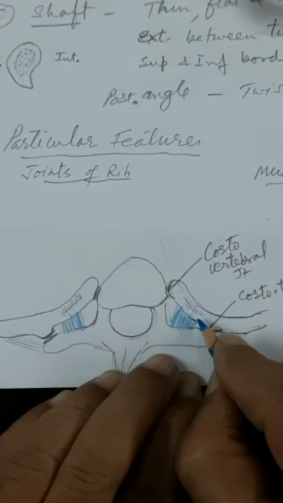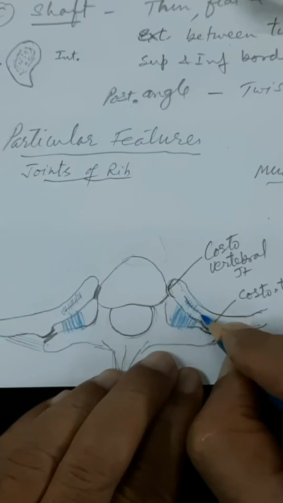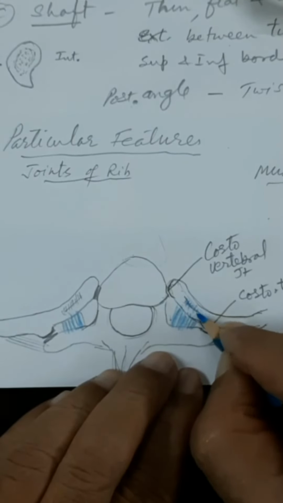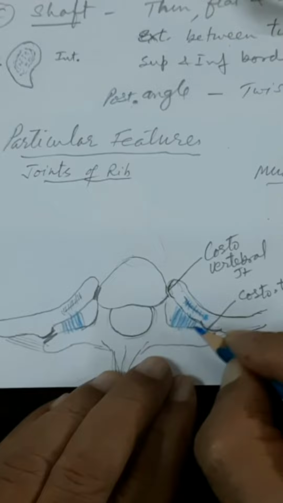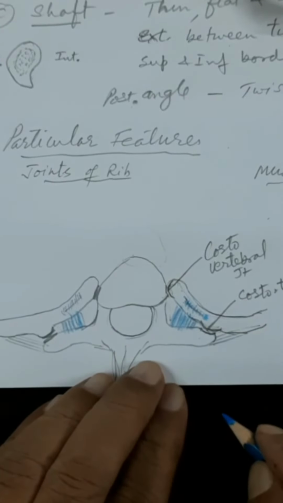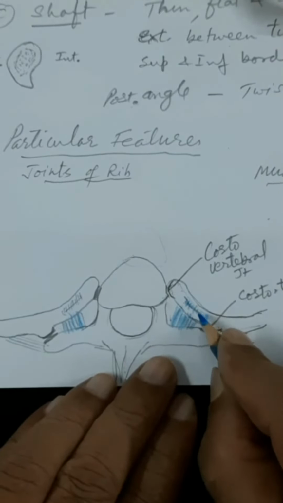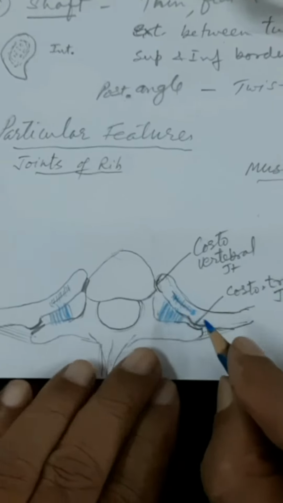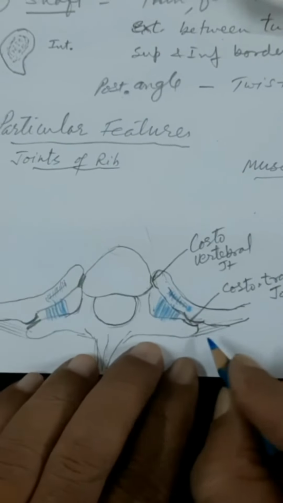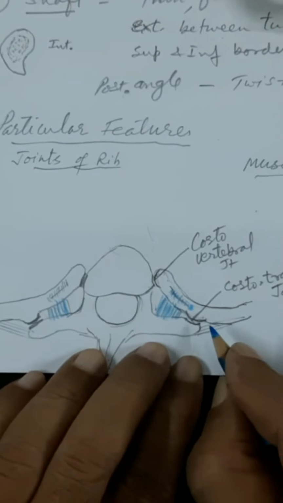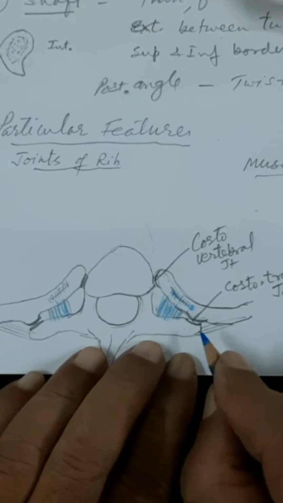Then the second ligament is here. It extends from the sharp superior margin of the neck of the rib and goes to the transverse process above. This is called the superior costotransverse ligament. Superior, because it is going in the superior direction to the transverse process located above.